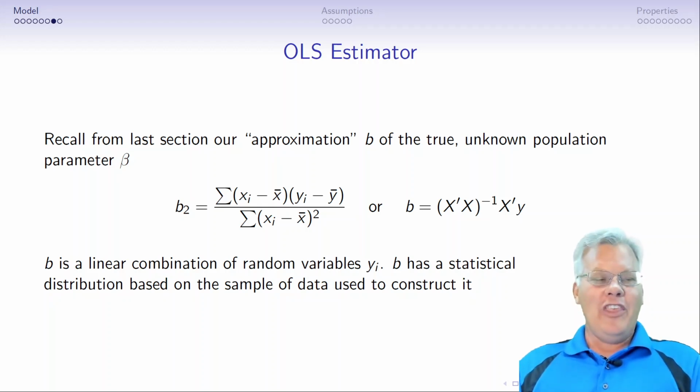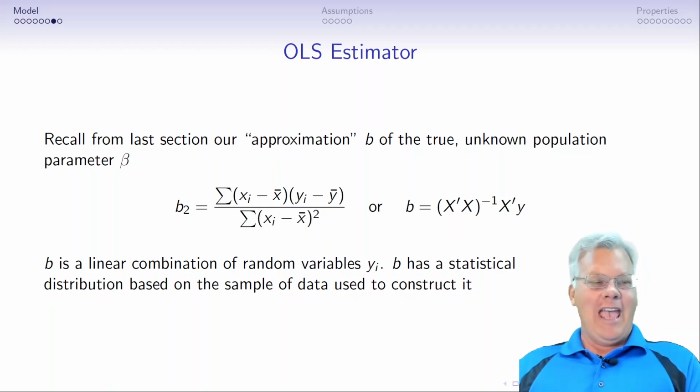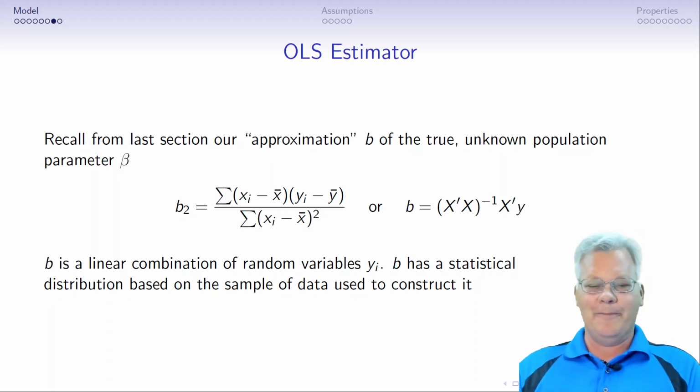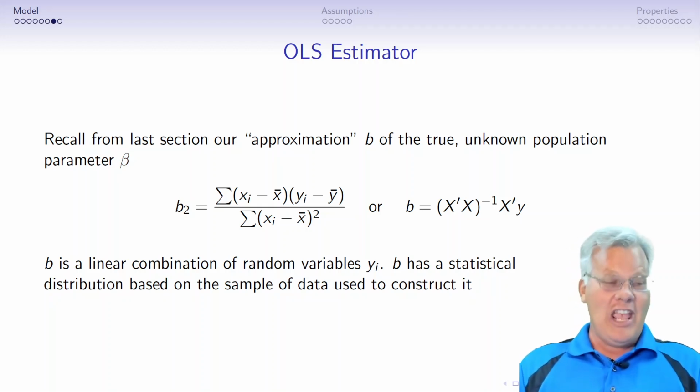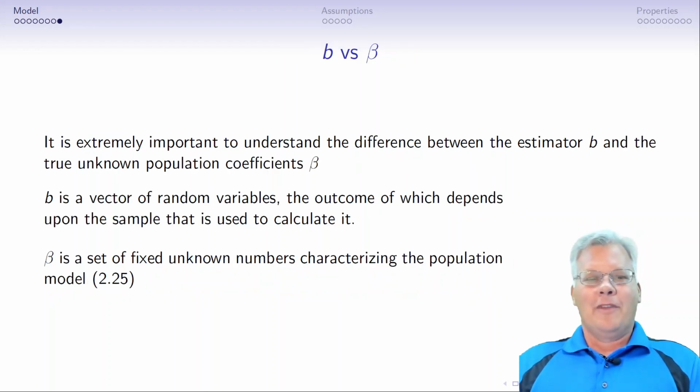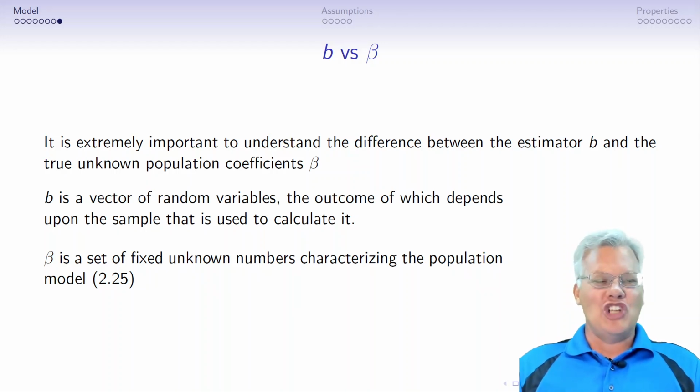So if the y's have a statistical distribution and B is a linear combination of the y's, then that means that B also has a statistical distribution. And the distribution of B will depend upon the distribution of the data used to construct it, which is our draw y.